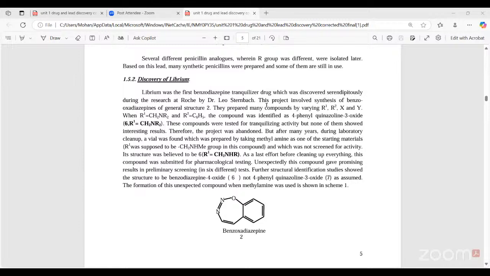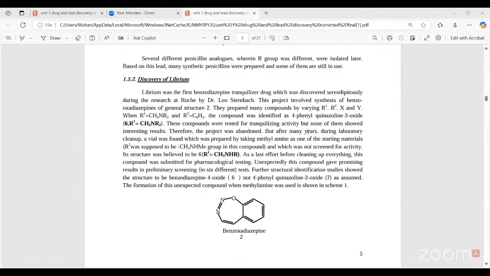This project involves the synthesis of benzoxadiazepines of the general structure given here. This is the benzodiazepine, which was aimed to be synthesized by Leo Sternbach. They prepared many compounds by varying R1, R2, X and Y here, where R1 is a dialkyl methylene derivative and R2 is a phenyl group.